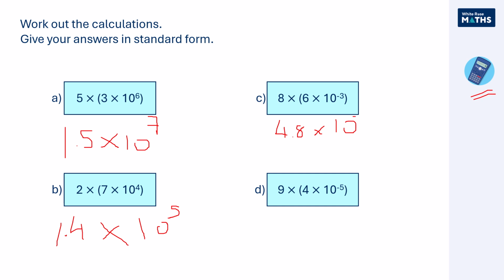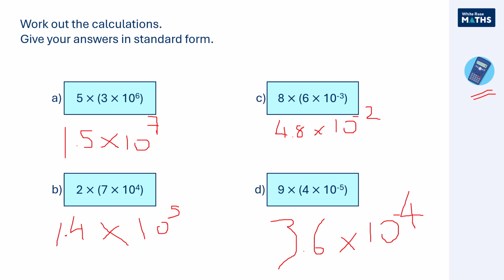So that's going to be minus 2. Okay? So we're going to add 1 to the power. And then that's going to be 36 times 10 to the power of minus 5. Again, 36 to 3.6, I'm going to divide it by 10. Okay, so divide by 10. And then I'm going to add 1 to the power to keep it in check. Minus 5 plus 1 is minus 4.